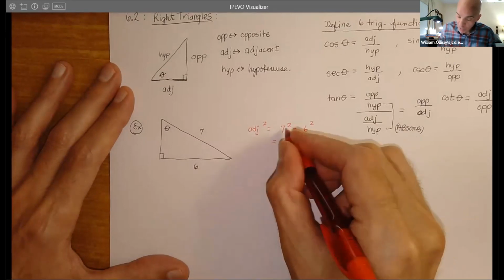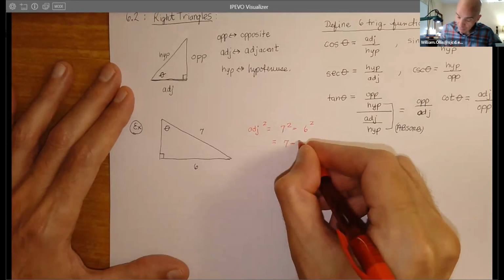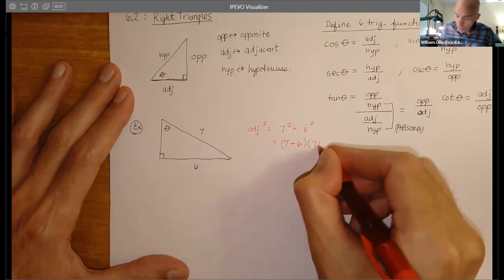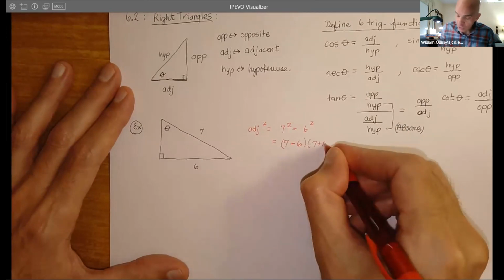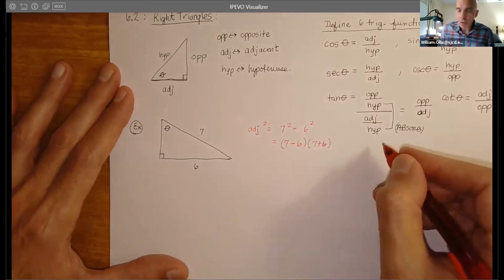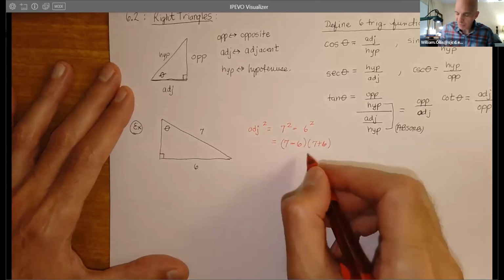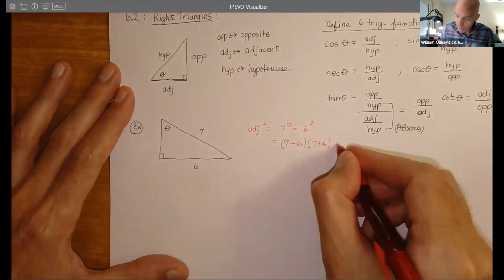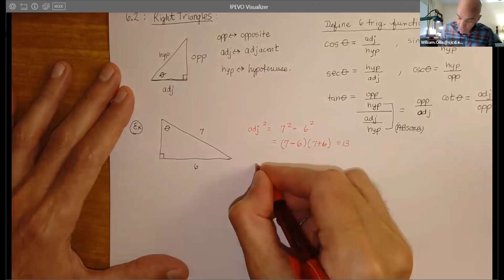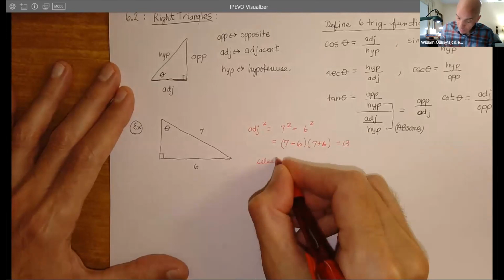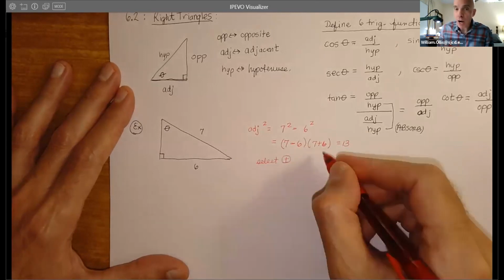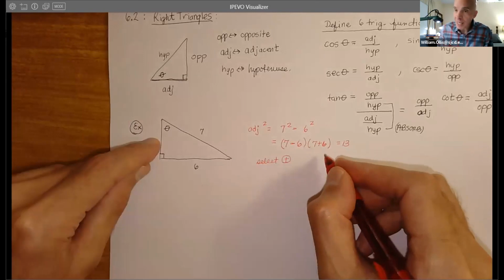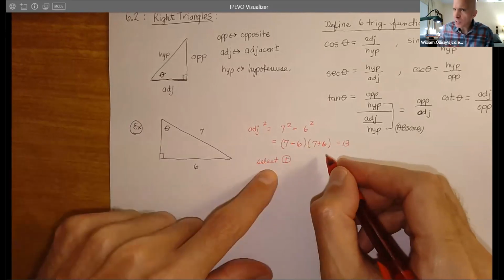So we'll have 7 minus 6 times 7 plus 6. That's just a difference of 2 squares, right? So you can multiply it out, or if the numbers are horrible, you can, but the numbers are easy here. So that'll just be a 1 times a 13, which is 13. So of course, now we will select the positive. Remember, with the square root property, we always get plus and minus, but we're looking for a length, so we select the positive. This is like doing the trig problems.